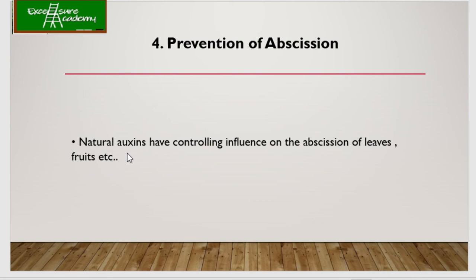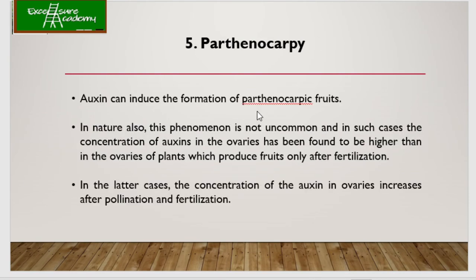Natural auxins have a controlling influence on the abscission of the leaves, fruit, etc. Now coming to parthenocarpy. So what is parthenocarpy? That is, the fruits formed by this method don't have seeds. In nature also, this phenomenon is not uncommon. You can see that the concentration of auxins in the ovaries has been found to be higher as compared to the ovaries of the plant which produces fruits only after fertilization. In the latter case, the concentration of auxin in ovaries increases only after pollination and fertilization.